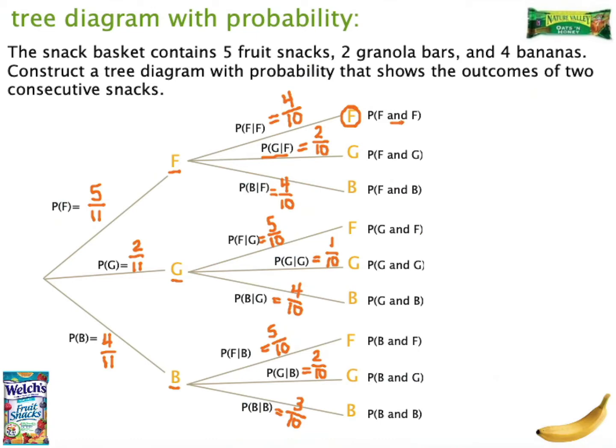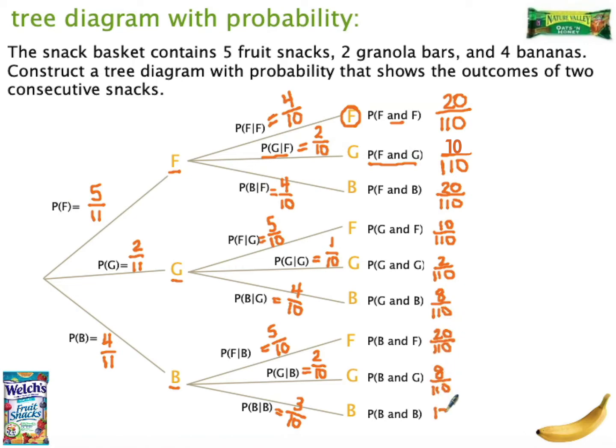Then we know that the word and means multiply. So I'll take the 5/11ths times the 4/10ths, and I'll get 20 over 110. For the probability of fruit snack and then a granola bar, we'll take the 5/11ths times the 2/10ths. And then we continue that process, taking the probability of each event times the probability of the second event given that the first event happened, and we get our final outcomes probability.